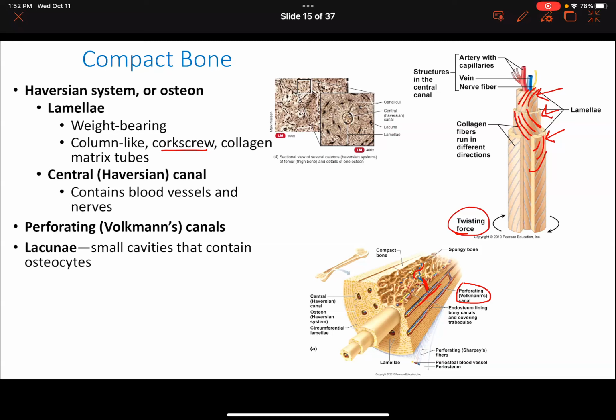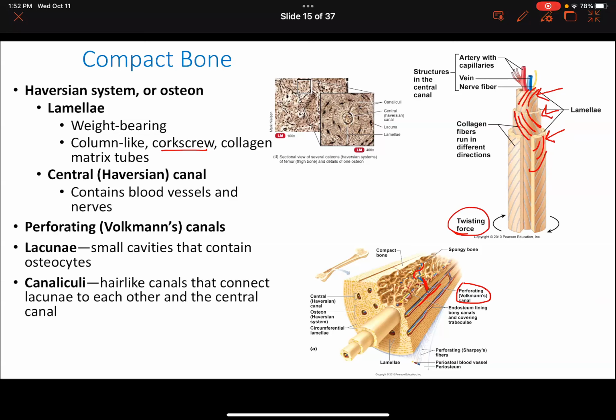Again, lacunae, basically housing those osteocytes. And then the canaliculi are going to be the really small canals, hair-like even, that are going to connect lacuna to lacuna and to the central canal. We also have something known as interstitial lamellae. These are lamellae that are going to be filling the irregular regions between the osteons so that there is no space. There's always going to be this nice, dense, weight-bearing lamellae that are going to help keep the compact bone strong.